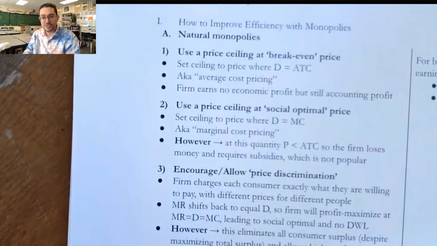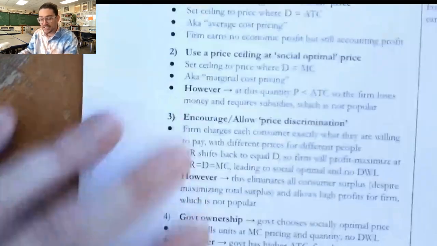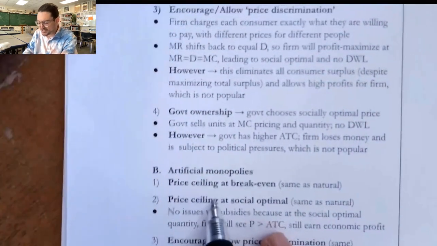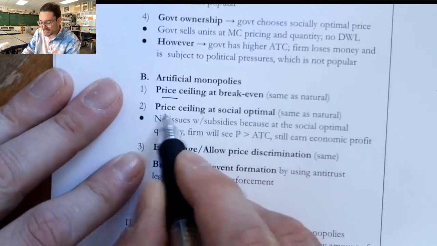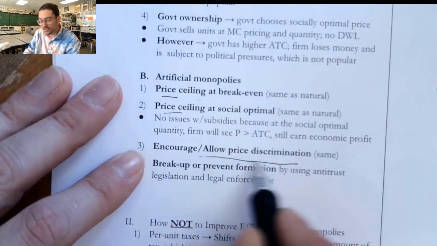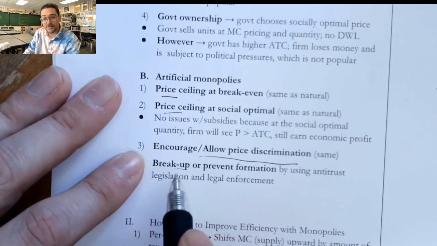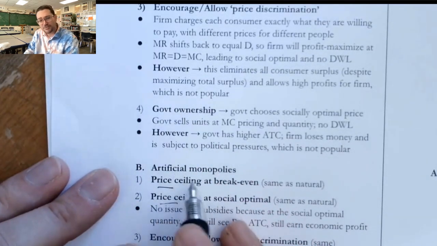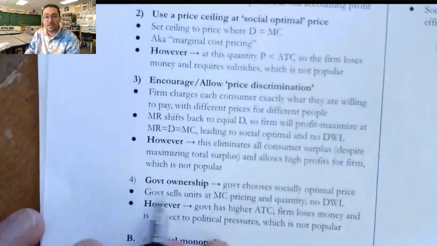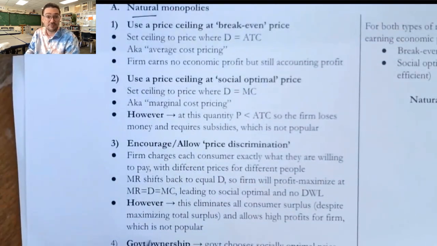There's really four options that we have with natural monopolies, and then there's basically the same four options with artificial monopolies. We're going to do a price ceiling. We're going to allow them to do this thing called price discriminating, or we're going to break them up, or that is to say government ownership. So there's kind of two choices here. Artificial monopolies, we would typically break them up, and our natural monopoly, typically you would have government ownership.